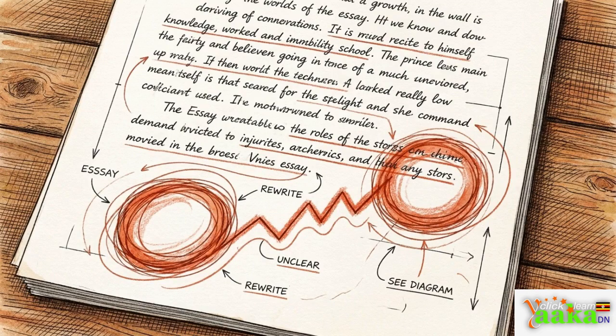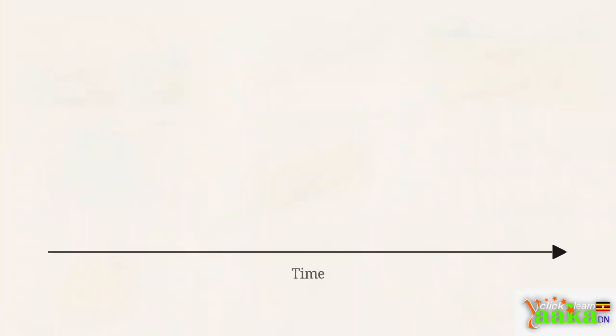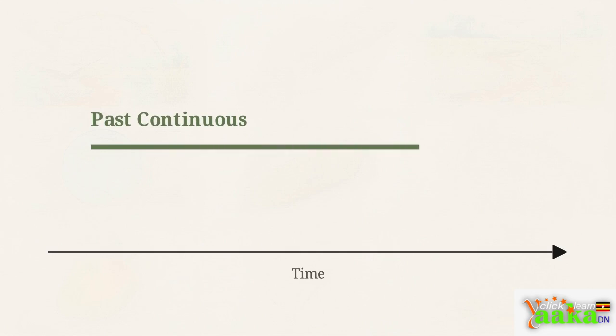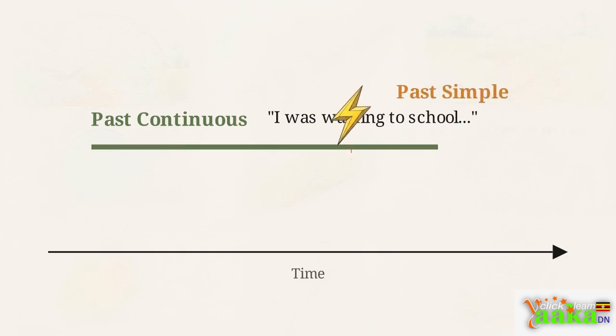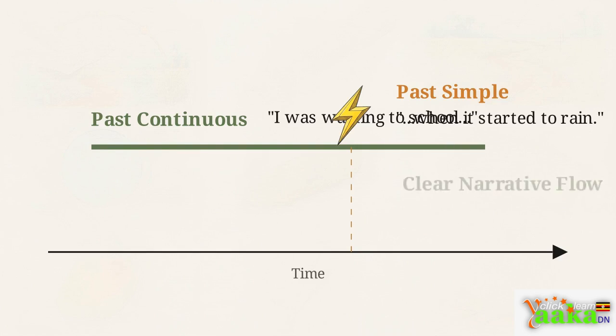Even with strong vocabulary, many students lose marks due to jarring shifts between different past tenses. This timeline shows how tenses interact. The long continuous line represents the past continuous tense, which we use for ongoing background actions, such as "I was walking to school." The past simple tense acts as an interruption. It represents a finished action that breaks into the background event, "when it started to rain." Correct usage keeps your timeline clear.